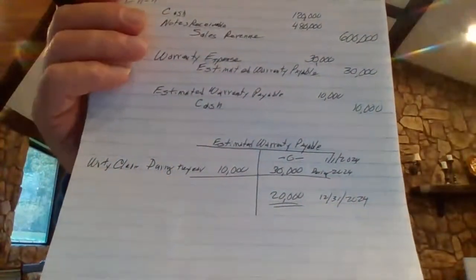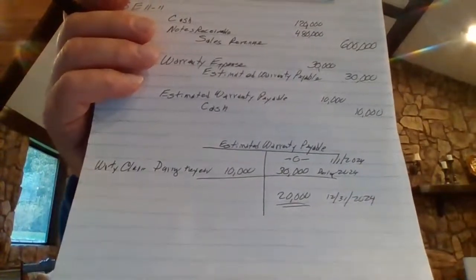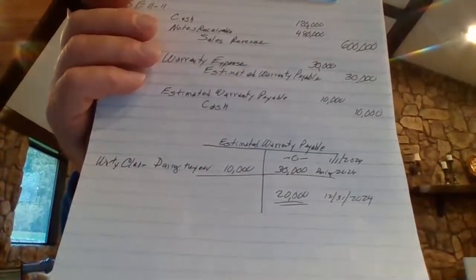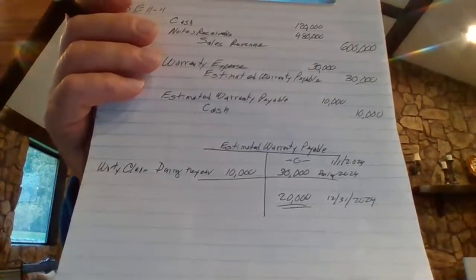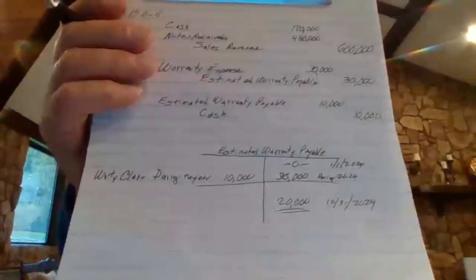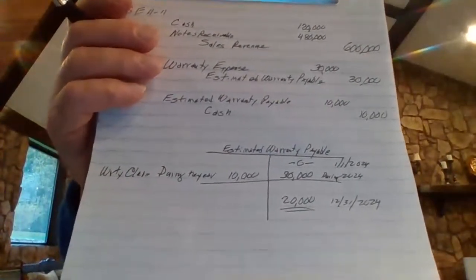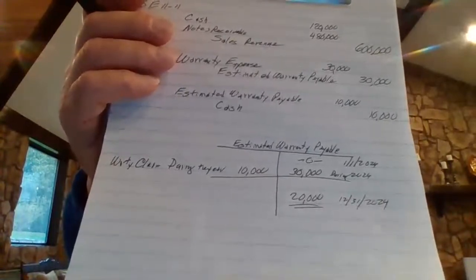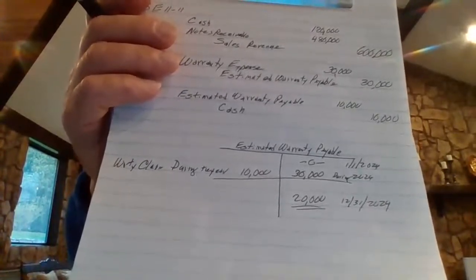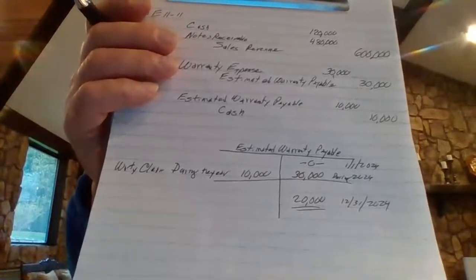Meaning, that $20,000 is to cover, it's a 3-year warranty. So in year 1, the year of sales, we had $10,000 worth of claims. Years 2 and 3, probably going to have more. Well, hopefully it's going to stay with our estimate of a total of $30,000. We have $20,000 left more. We are liable for another $20,000 in warranty claims based on the $600,000 in sales.